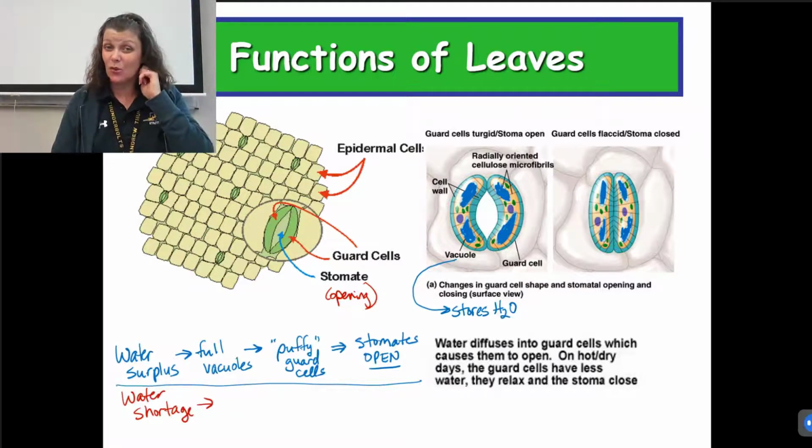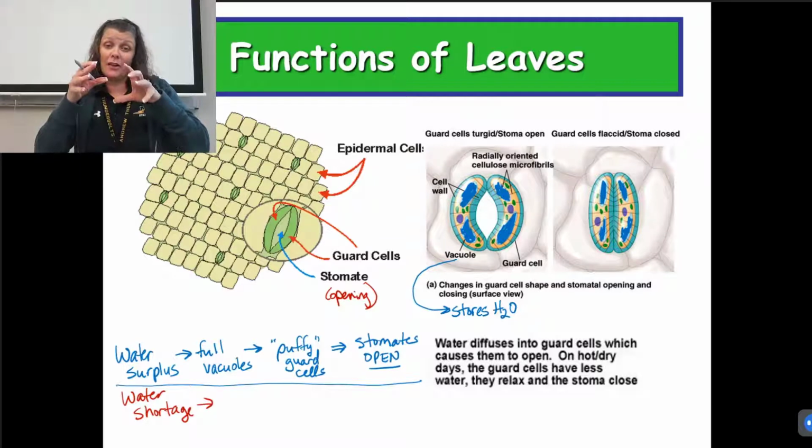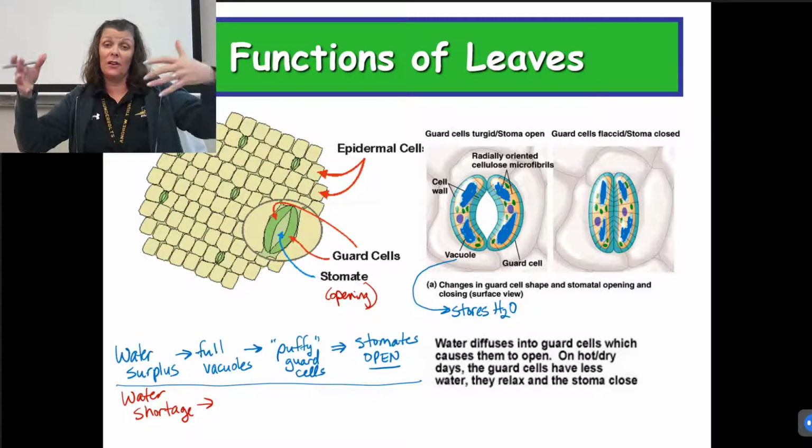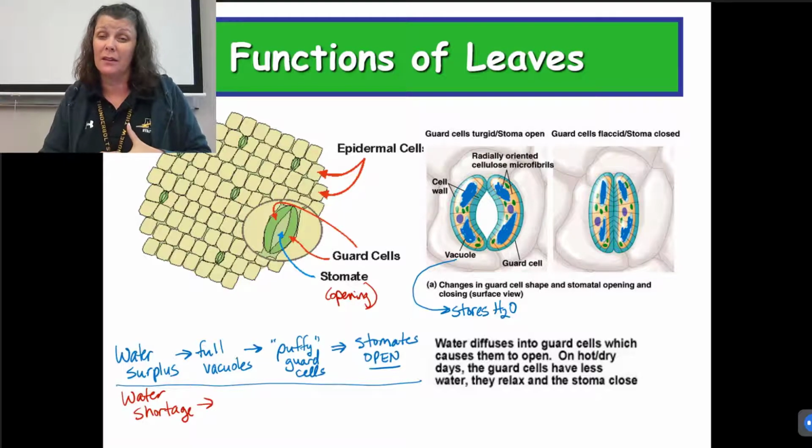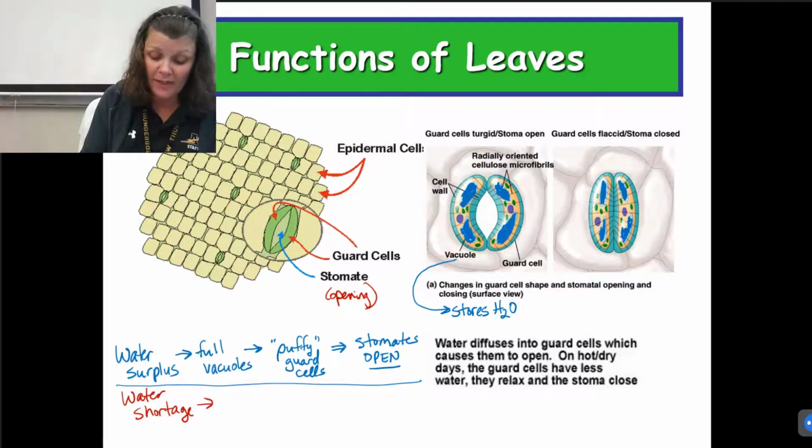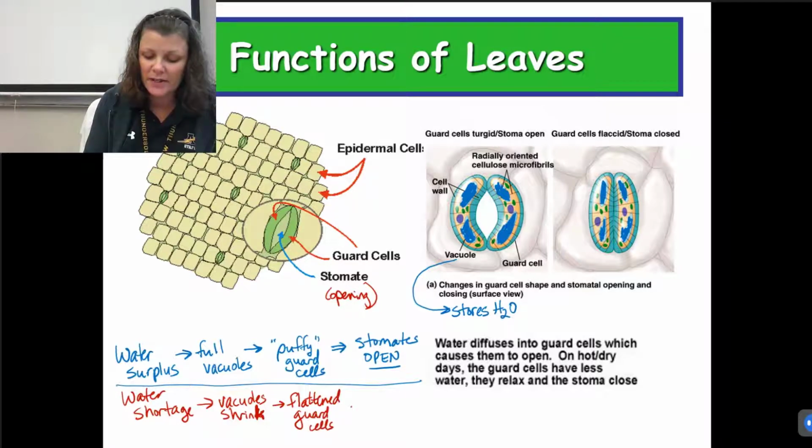But if there is a water shortage, the water that's in those vacuoles is going to leave the vacuoles and go to other cells that need the water more than being stored. And so then the vacuoles are going to shrink, and if the vacuoles shrink, then we have flattened guard cells. And if the guard cells are flattened, then the stomates close.